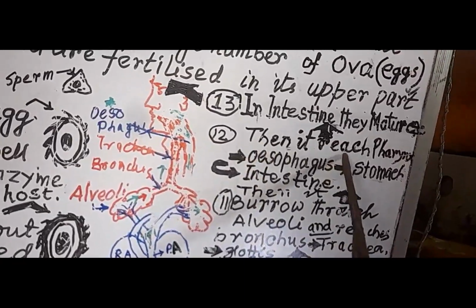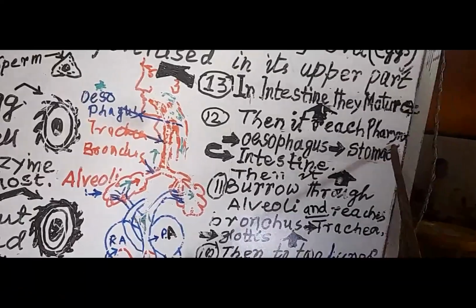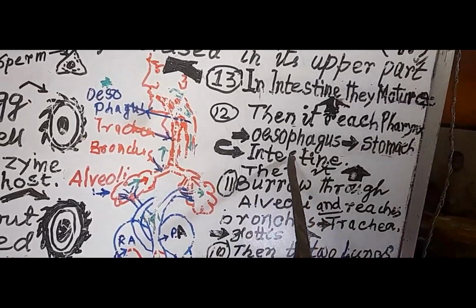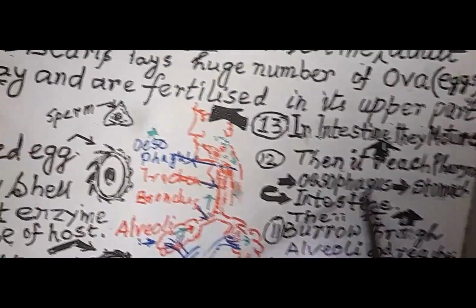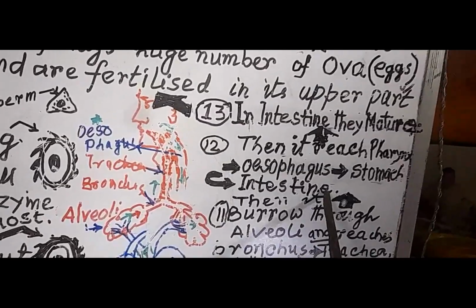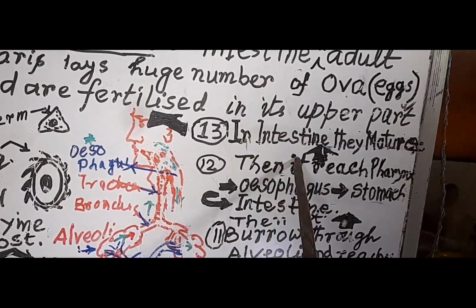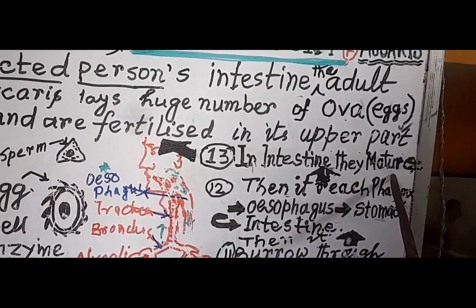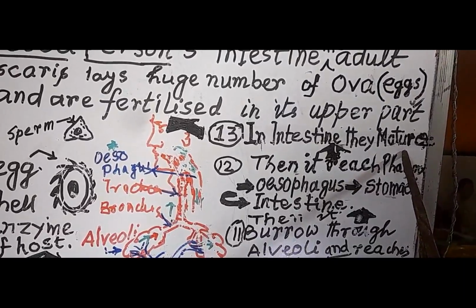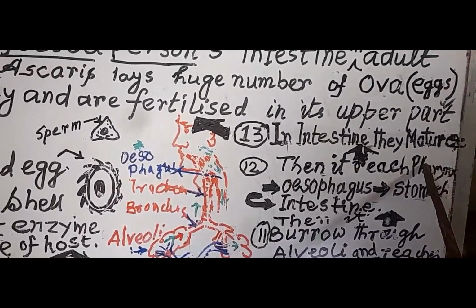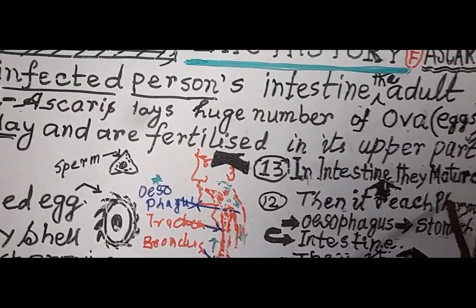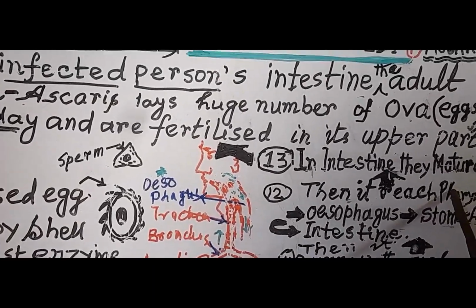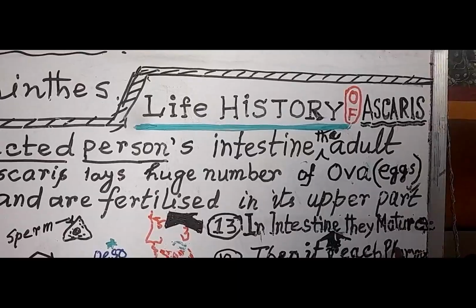Then it reaches the pharynx. From the pharynx to the esophagus. From the esophagus to the stomach, and then to the intestine. When it reaches the intestine, what happens then? Then in the intestine, they get matured and the next life cycle will commence for the third man. Thus, the life cycle of Ascaris lumbricoides ends. Thank you all.